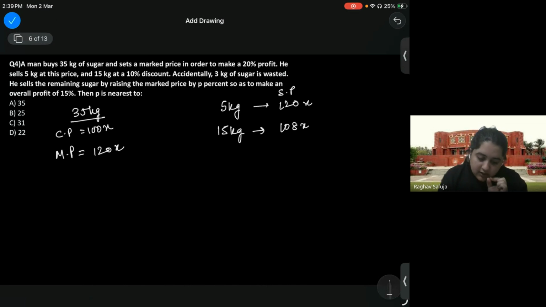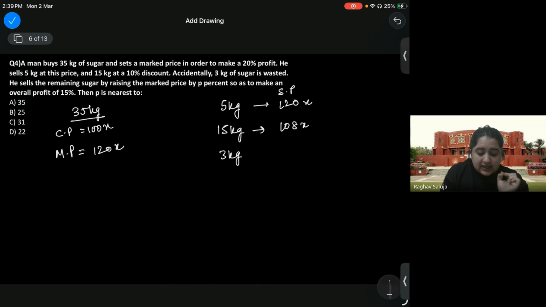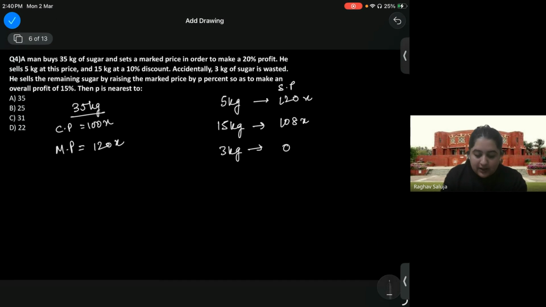And 3 kg of sugar is wasted. So basically we are not getting anything for that 3 kg. So our selling price for that 3 kg is zero only. He sells the remaining sugar by raising the marked price by P%. So how much is remaining? First, we need to look at that. This is total 23 kg. We had 35 kg to sell, so our remaining is going to be 35 minus 23, that is going to be 12 kg.